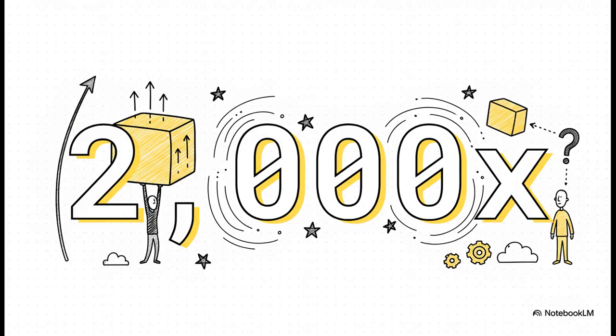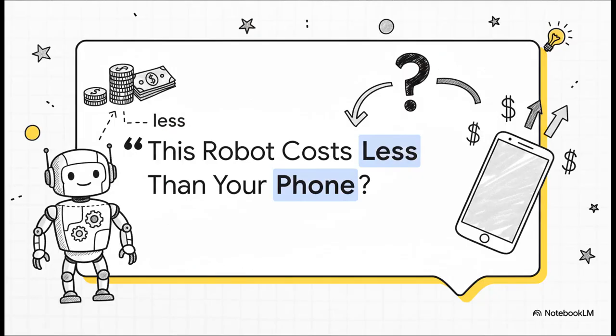So a script might have a fantastic scientific fact, like a fiber that can lift 2,000 times its own weight. From a physics point of view, that is absolutely mind-blowing, but for the rest of us, it's kind of abstract. What does that really mean? It's really hard to picture. But then, maybe buried in that same script, you find this little nugget, a humanoid robot that costs less than a high-end smartphone.